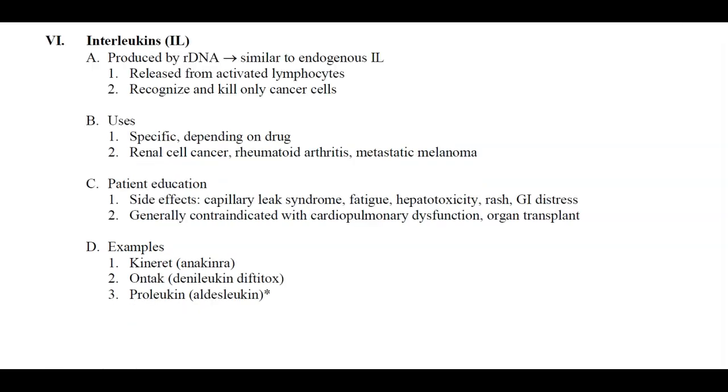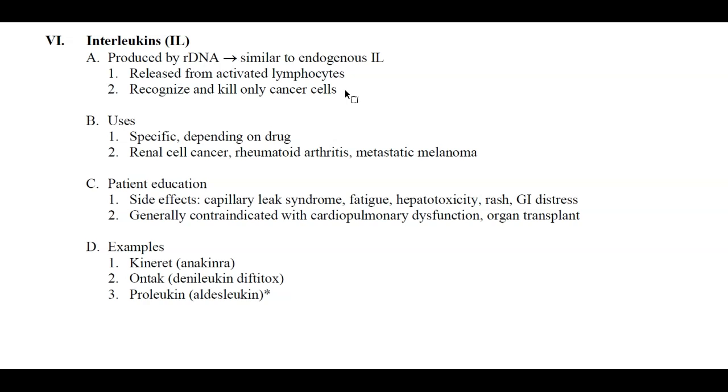So interleukins, as mentioned earlier, it's another type of cytokine, and this specific drug is from recombinant DNA, so it's genetically engineered to have the same function or the same activity as the endogenous or our naturally occurring interleukin. So naturally, our endogenous interleukins' origin is from activated lymphocytes. So interleukins are released from activated lymphocytes. So that's our natural or endogenous interleukins.